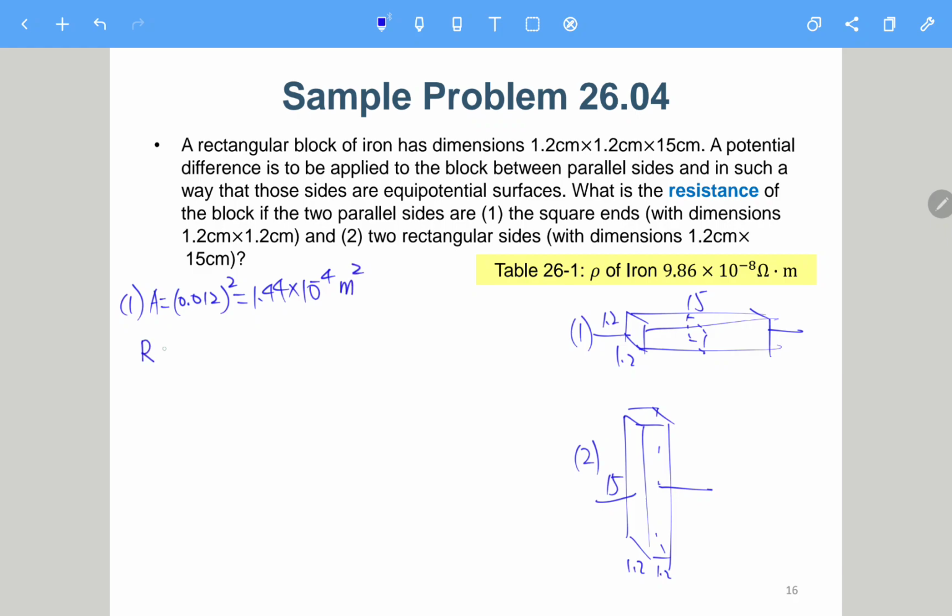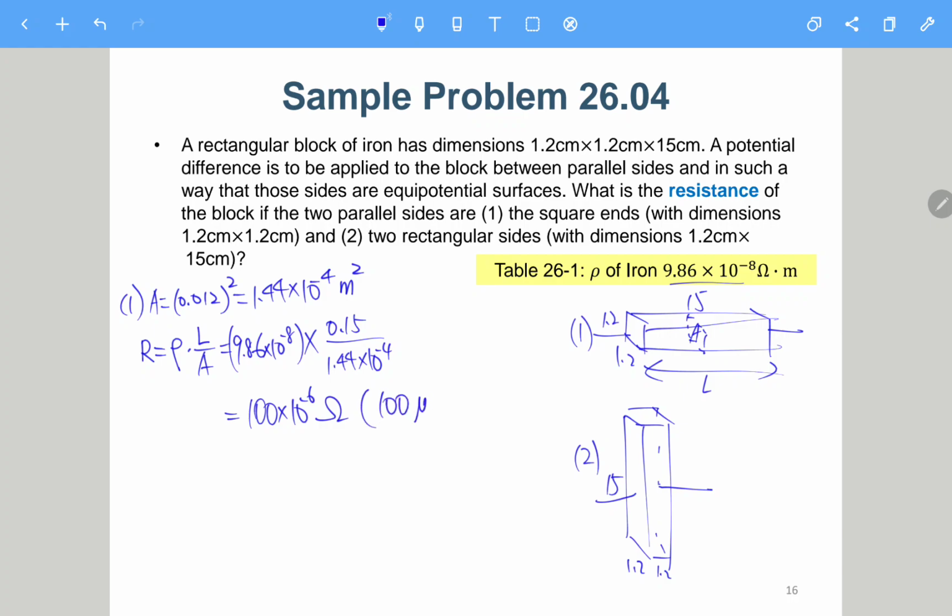In that case, we can use R equals rho times L over A. Rho is this value, 9.86 times 10 to the negative 8th power, times L, which is 15 centimeters, or 0.15, over 1.44 times 10 to the negative 4th power. So this number is 100 times 10 to the negative 6 ohm, or 100 micro ohm.